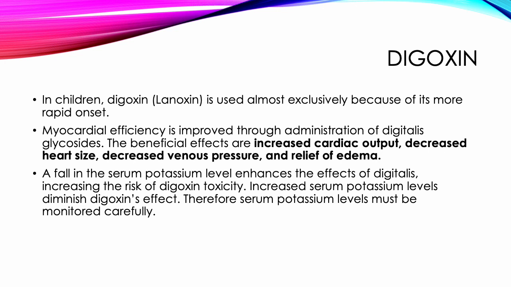There are several important things to know about digoxin. The first are the beneficial effects that we're looking for, which include improved cardiac output, decreased venous pressure, and relief of the edema. Serum potassium levels have a very drastic effect on digoxin. Therefore, we have to monitor these potassium levels carefully, and having a normal potassium level is what we want for the child on digoxin.